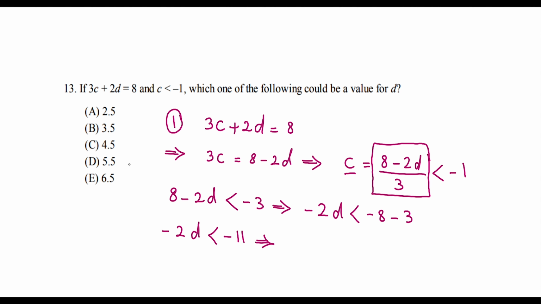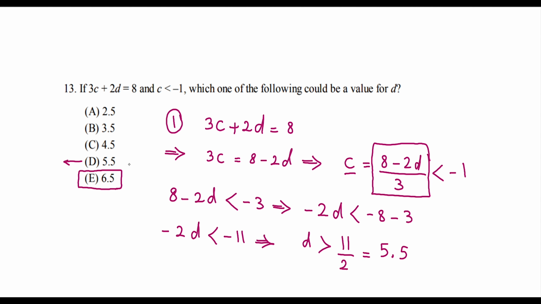If we divide both sides by -2, we should change the direction of the inequality. And we have d is greater than 11 over 2, or 5.5. Between these choices, we only can choose this one. Remember that we can't select this choice because d should be greater than 5.5, not greater or equal. This is the first way.